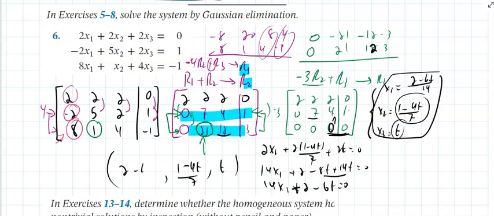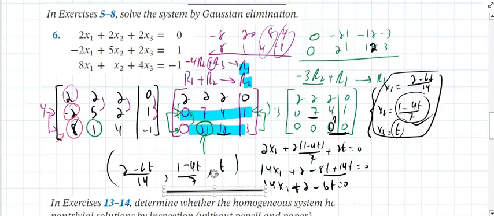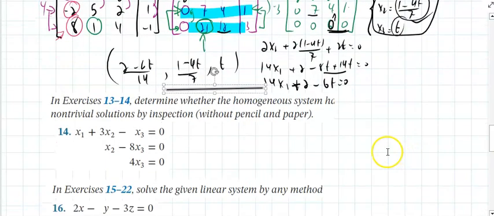But eventually we're going to start writing those as vectors, and they're going to look like, sorry about that, that was my phone. All right, next problem up.